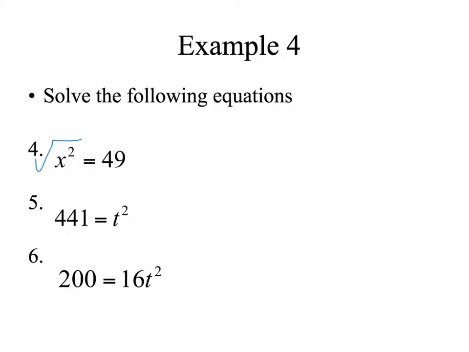For number 4, I'm going to square root each side, and x is positive or negative 7. Even if you can do them in your head, I expect to see the square root symbol to show me that you realize they do cancel out.